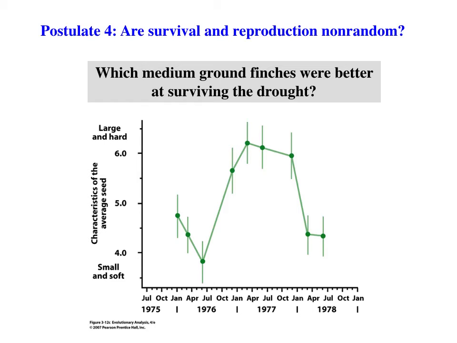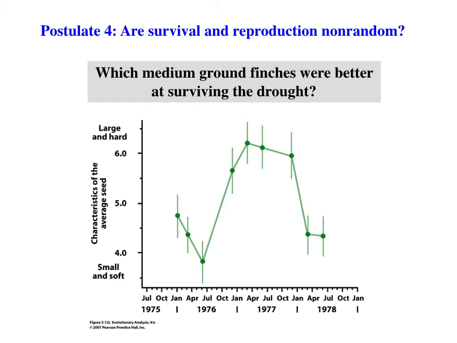where they could distinguish large hard seeds from basically soft small seeds, and they would give it a score. And they were charting that when the drought hit. So here you can see that when times are good and when there's lots of rain, there's lots of small, soft, nice seeds, right? When the drought comes, what happens to the average seed, or what are the kinds of seeds that are going to survive? What's that? Yeah, the large, hard ones. They're able to survive the drought better.